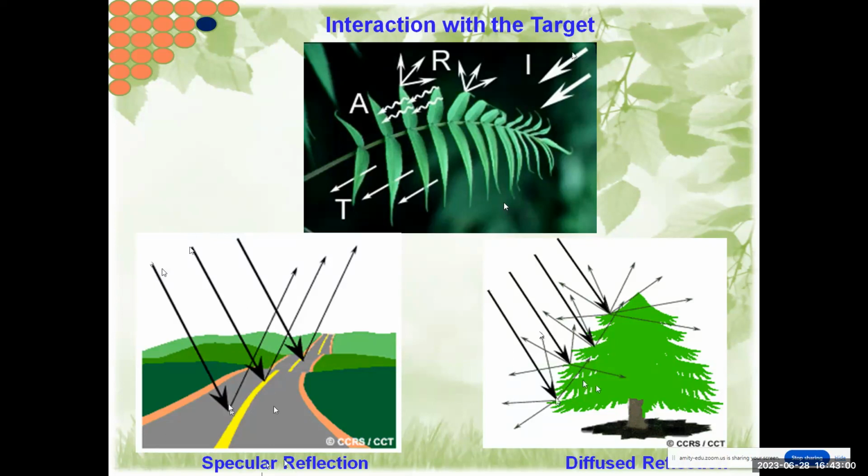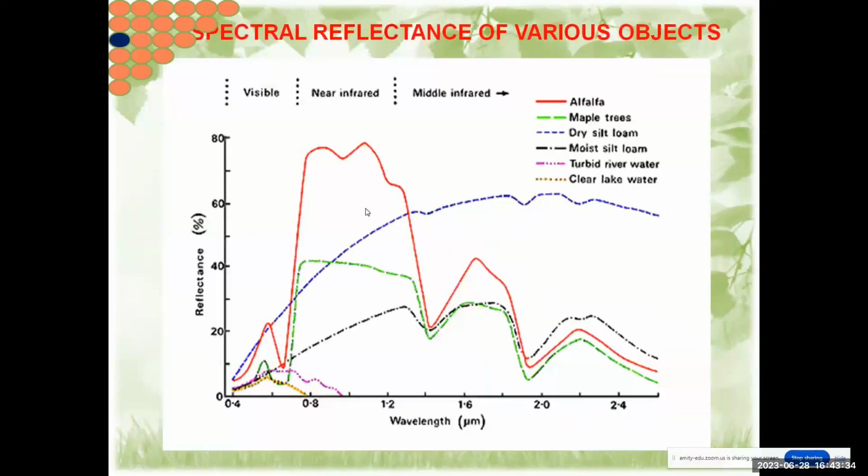When any EMR is incident on any object, it either reflects energy towards the atmosphere, or absorbs some energy, or transmits some energy. So the principle says I equals R plus A plus T, meaning the total incident energy is equal to the total reflected energy, plus the total absorbed energy, plus the total transmitted energy.